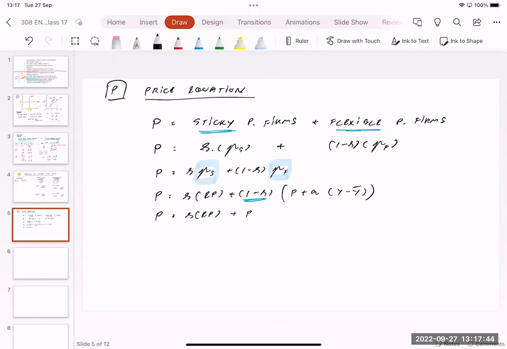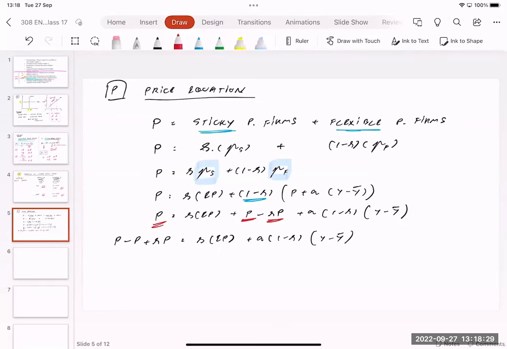So you're going to have P equal to S EP plus P minus SP plus A (1 minus S)(Y minus Y bar). The next step is to group the P terms on the left side of the equation. So you have P minus P plus SP equal to S EP plus A (1 minus S)(Y minus Y bar). You can see that P and minus P cancel out. In the end, you can divide the whole equation by S. Then you get P equal to EP plus A (1 minus S) over S times (Y minus Y bar).